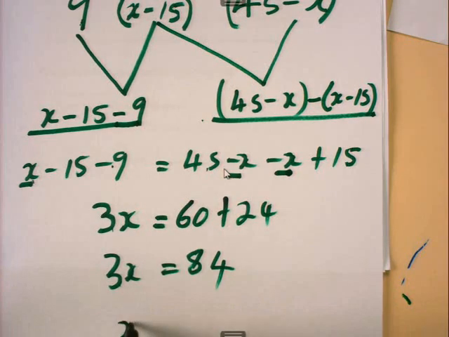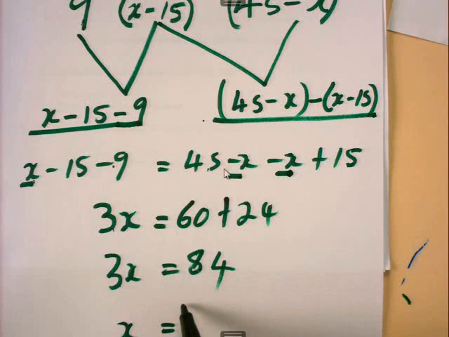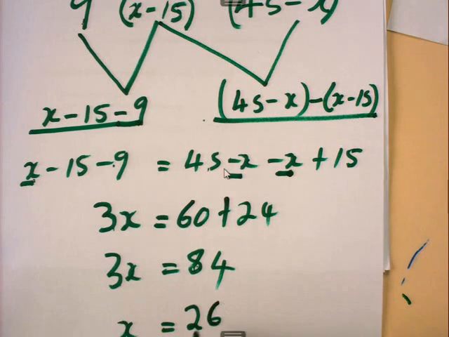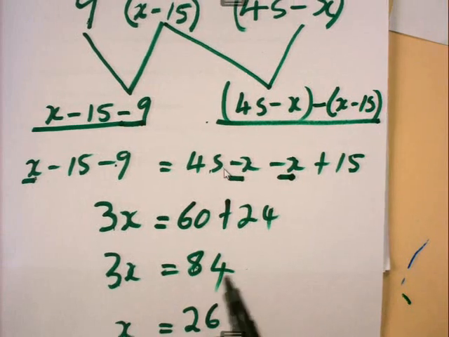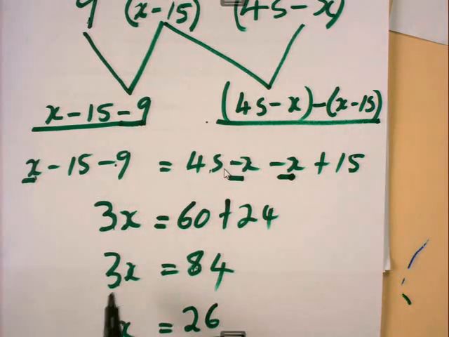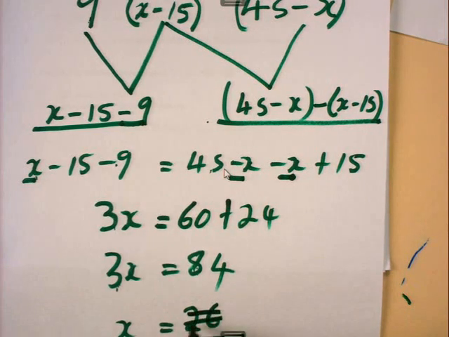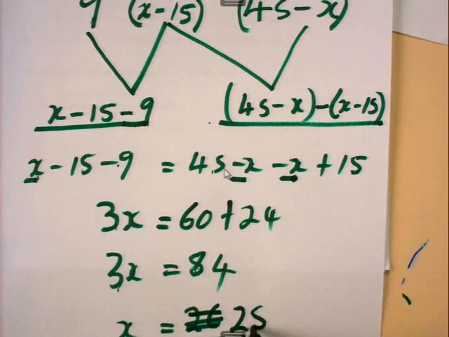If you divide by 3 here, you've got x. You divide by 3 here. 3 into 8 goes twice, 2 left. 3 into 24 goes 6 times. As a result, the value of x should be 26. Let me check. 3 by 6 gives you 18, 3 by 8, I think x will then be 28. I'm sorry for that. X is equal to 28.